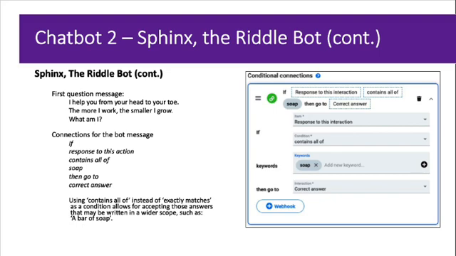The connections for the bot message associated with the first question are the following. If response to this action contains all of soap, then go to correct answer. Using contains all of instead of exactly matches as a condition allows for accepting those answers that may be written in a wider scope, such as a bar of soap.